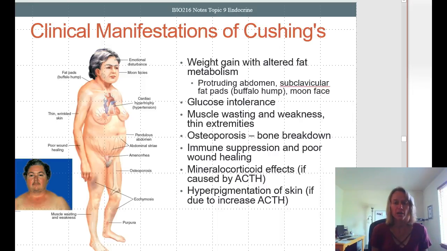Osteoporosis, because we break down bones to make more glucose, and we break down body proteins. Immune suppression and poor wound healing. And then we can also have a mineralocorticoid effect, in other words, the effects of too much aldosterone if it was caused by ACTH. And hyperpigmentation of the skin if it's due to an increased ACTH, because remember, ACTH stimulates melanocytes.